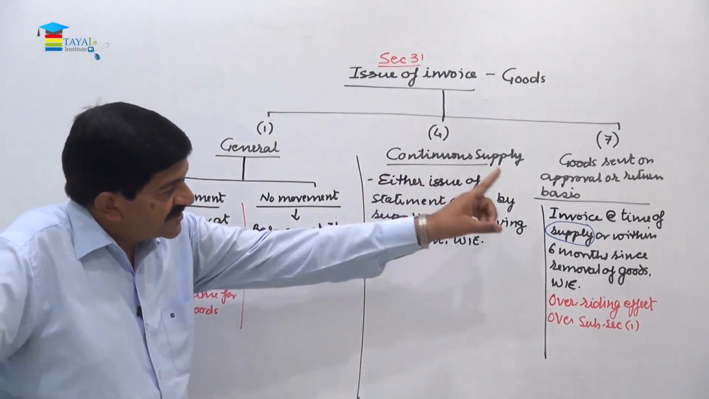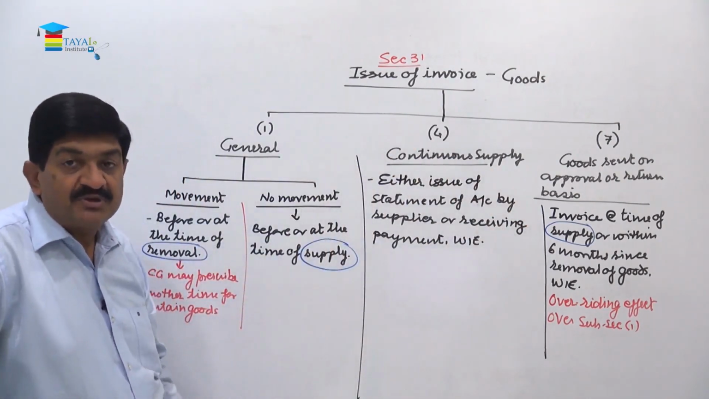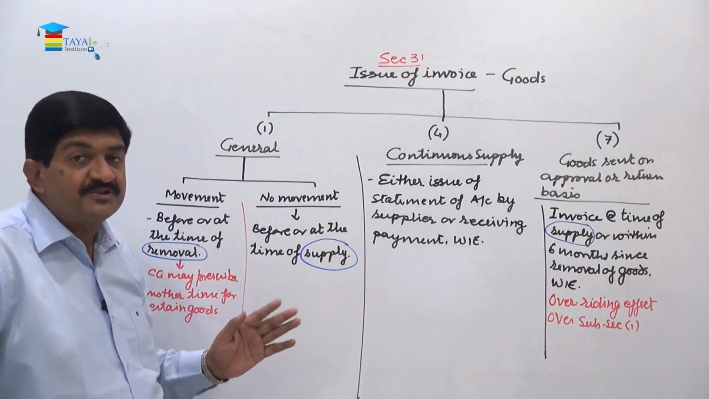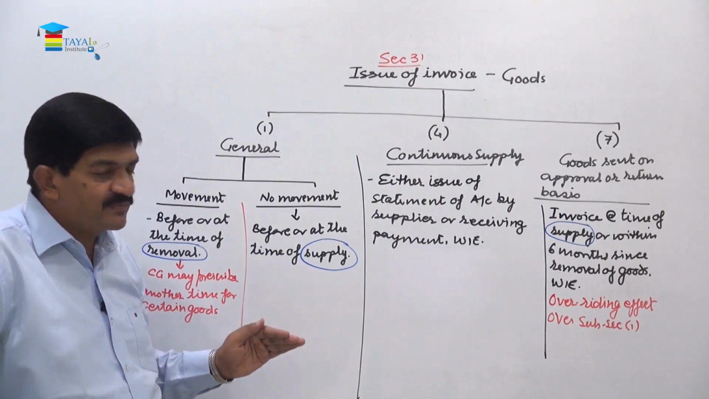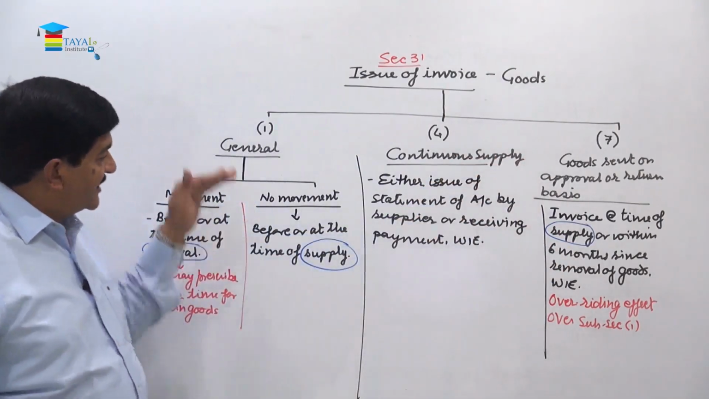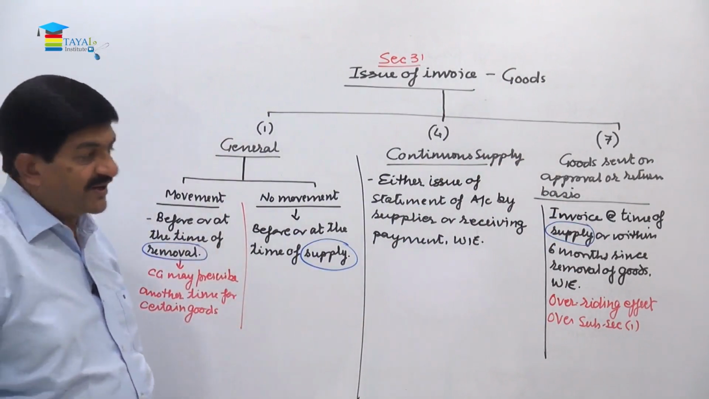If the goods are sent on approval or return basis, the invoice has to be made at the time of supply or within 6 months from the date of removal, whichever comes earlier. And if goods are being sent on approval or return basis, then these provisions are not attracted.